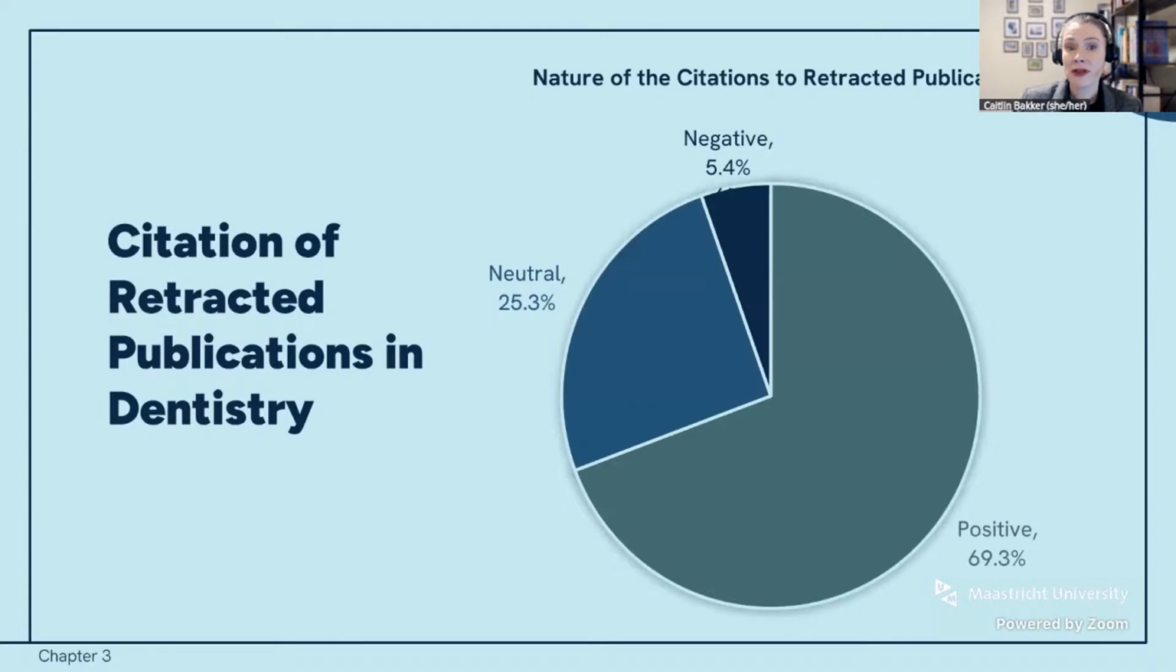So of the 136 retracted publications, 84 were cited at least once after their retraction. Now, the reason for a publication's retraction wasn't found to be connected to whether it was cited after retraction. And we found that most citations, approximately 69%, were positive, while 25% were neutral, and only about 5% were negative.